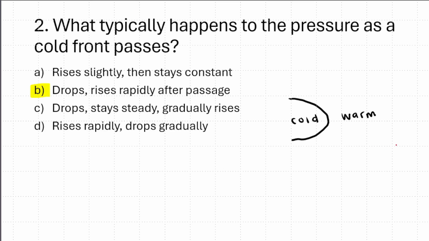So what is happening to this warm air as the cold front is advancing? Is it rising or is it sinking? It's going to rise, right? We're going to get some rising air because the colder air is undercutting it.